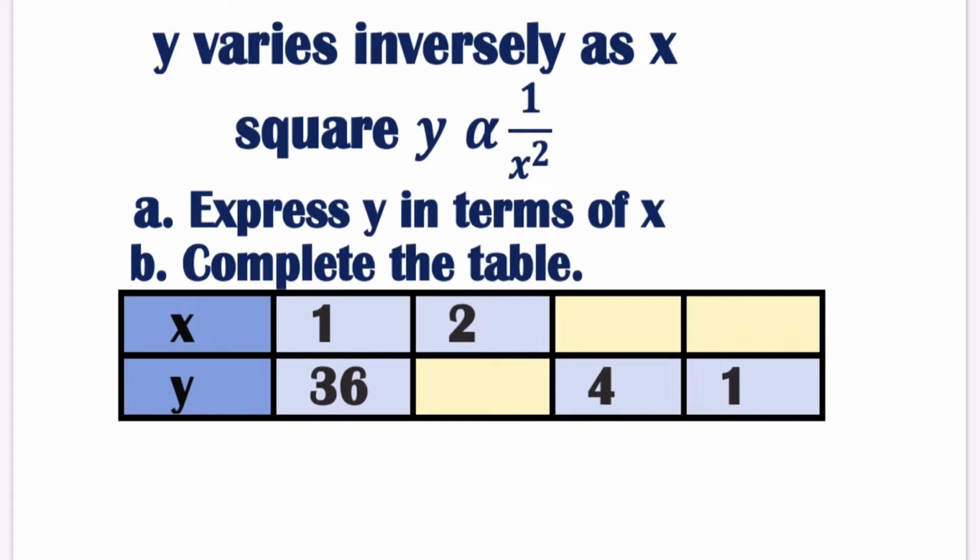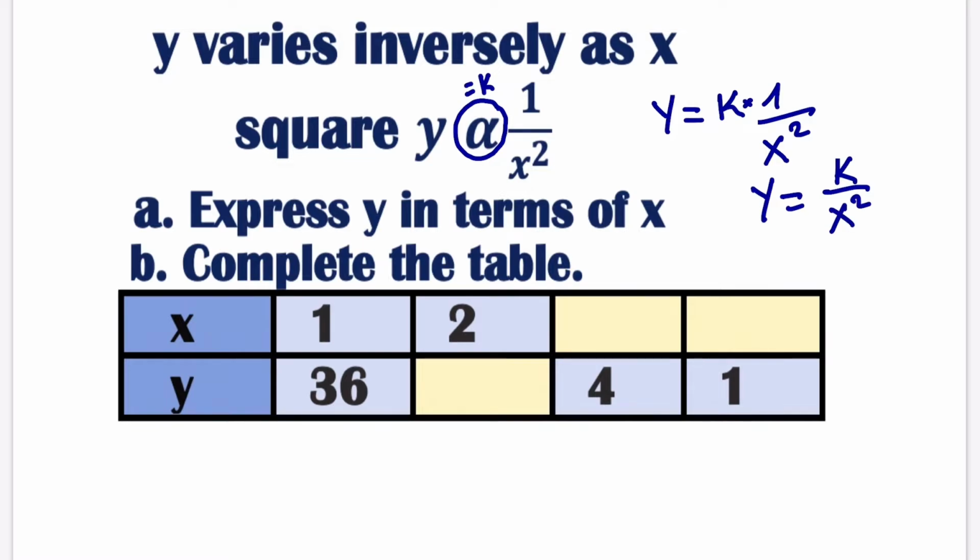To solve questions involving variation, we can replace the symbol of variation with equals k, where k is the constant of variation. So I will write this as y equals k times 1 over x squared. That's the first thing you need to do. k times 1 is k, so we have y equals k over x squared.